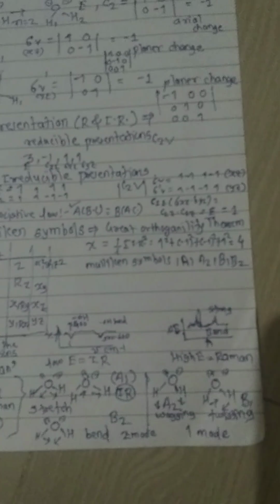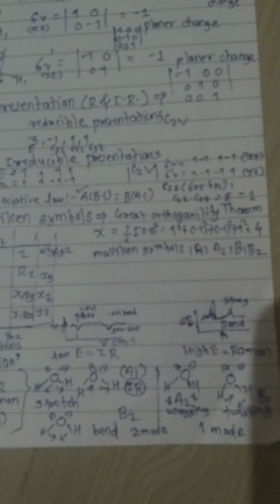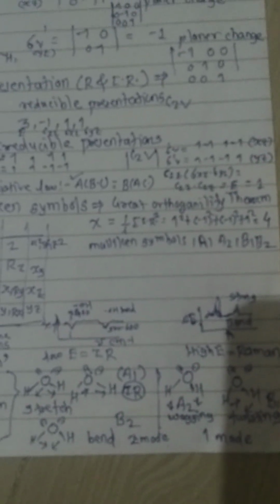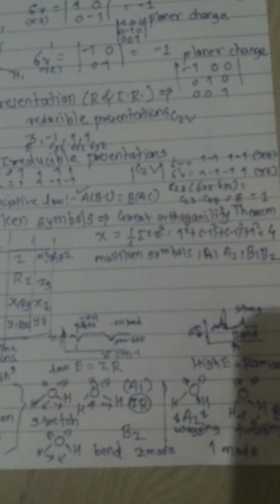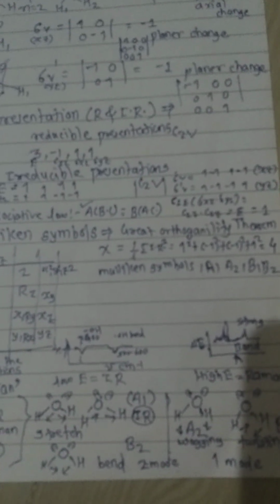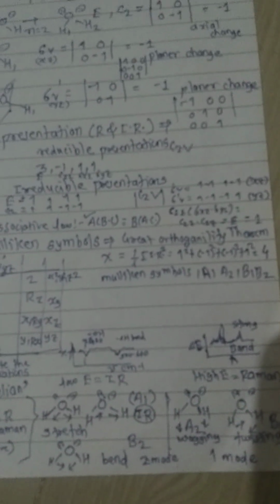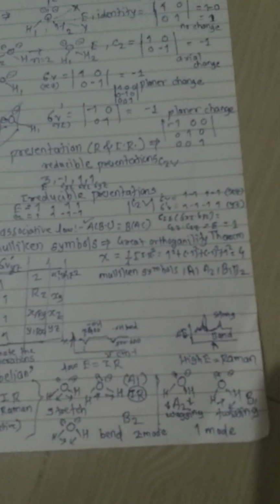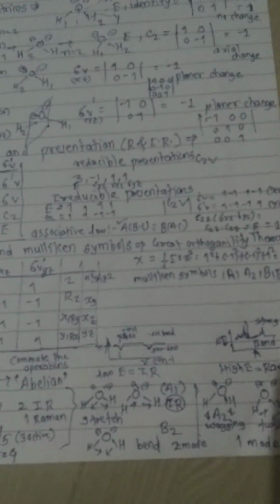Let's see how, according to Mulliken symbols in the character tables. In the IR spectra, water gives two signals: at 3400 centimeter inverse frequency one broad peak is obtained for the OH functionality of the water, and one bend peak is obtained in the fingerprint region. So in IR, two signals, two transitions are possible.